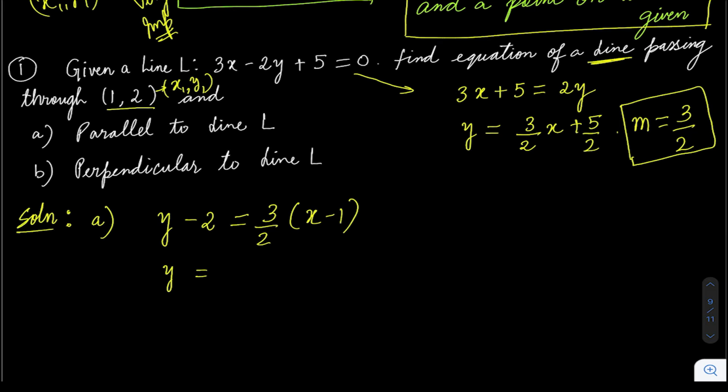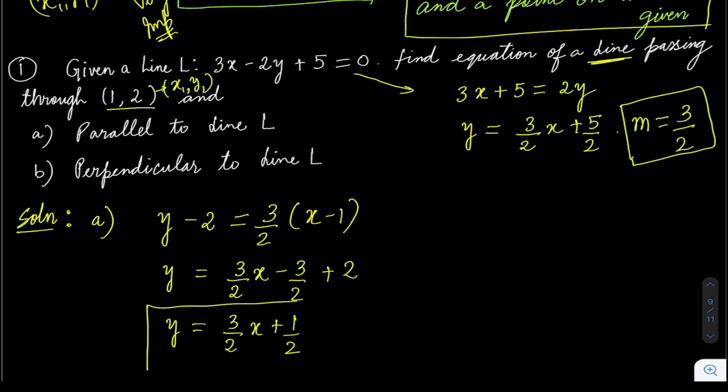So let's simplify this a little bit. y equals 3 over 2 x minus 3 over 2 plus 2. So my answer for the first part is y equals 3 over 2 x plus 1 over 2. This is my answer for part A.